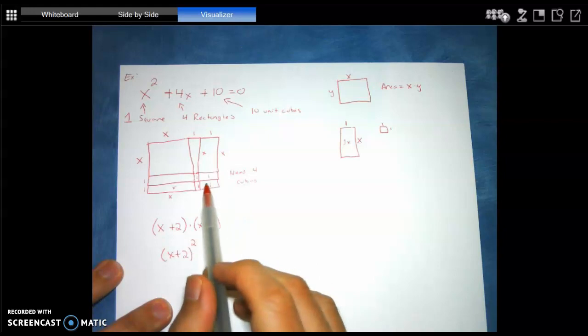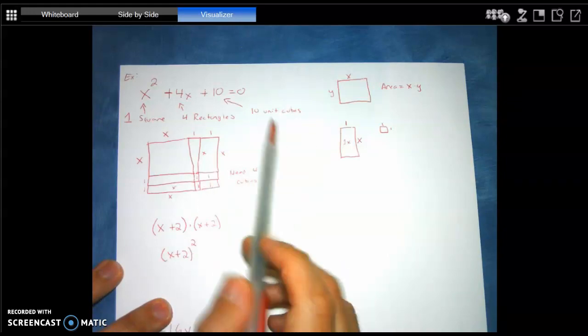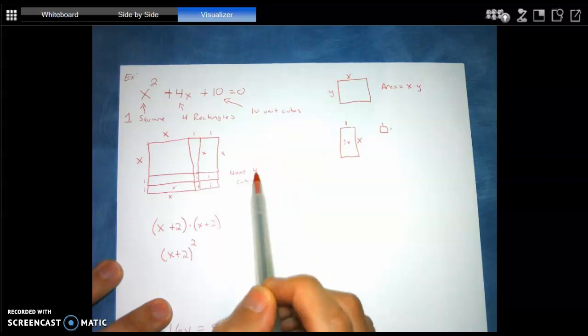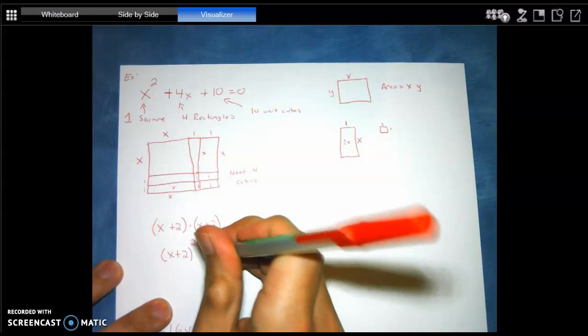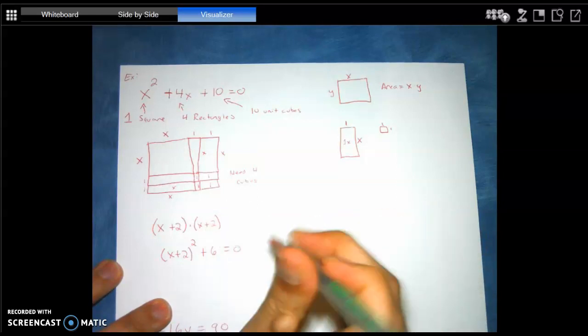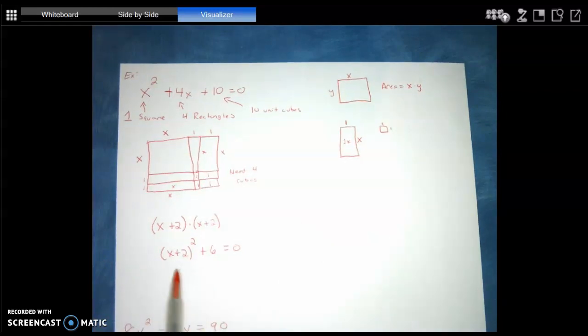But if you remember, in order to complete that area, I needed 4 cubes. I had 10. I took away 4 to complete this. That leaves me with 6 left over. So plus 6. And that's how you complete the square. And then, like I said, watch the other video to actually know how to solve this.